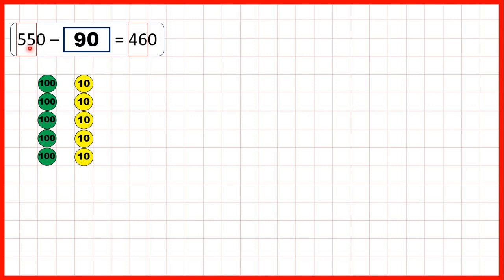And then for our last question, we started with 550 and needed to see what we could subtract to make 460. So we can subtract 1, 2, 3, 4, 5 tens, then exchange, then subtract 6, 7, 8, 9 tens, and that leaves us with 460, so with 4 hundreds and 6 tens, and we got that by taking away 9 tens, so subtracting 90.